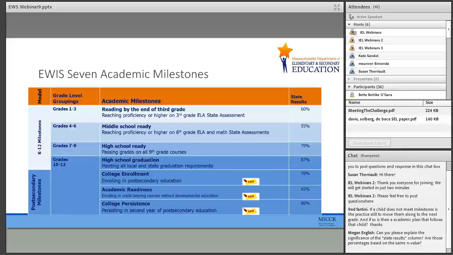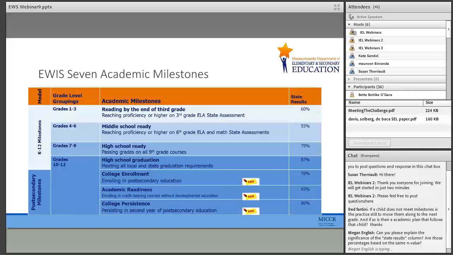Sure. And so we include them because this is just saying, and this isn't reflecting the 2016 school year, but in 2015, 60% of third graders in the state were proficient or higher on the third grade ELA. So that's just the result. So there are different Ns because it's saying from the 2015 school year how many students met that milestone, and the same for middle school ready. So 55% of sixth graders were proficient or higher on both the ELA and the math state assessment. And then for our ninth graders in 2015, 79% of them passed grade 9 courses.